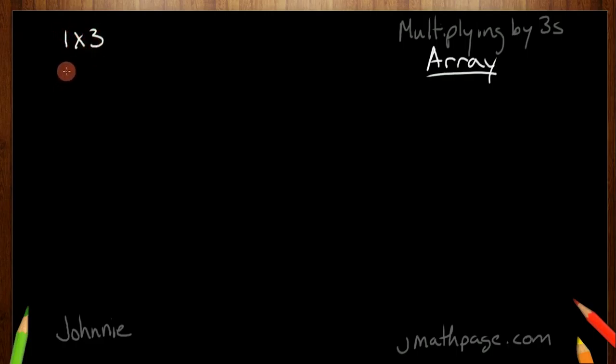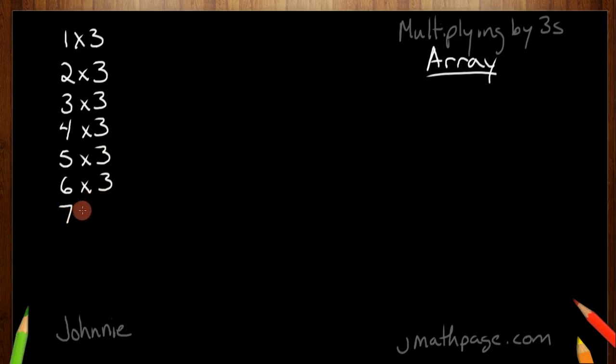1 times 3, 2 times 3, 3 times 3, 4 times 3, 5 times 3, 6 times 3, 7 times 3, 8 times 3, 9 times 3, and we'll stop today at 10 times 3. And maybe you're working to memorize all of these different multiples of 3. But there's another way to think about them, and we're going to think about them today in terms of using an array. Now, an array is simply using rows and columns.